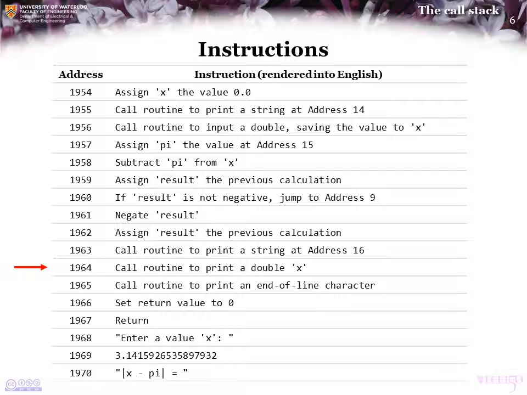We call a routine to print the double x. We call a routine to print an end-of-line character. We set the return value to 0, and then we actually return. This return terminates the execution of this program.